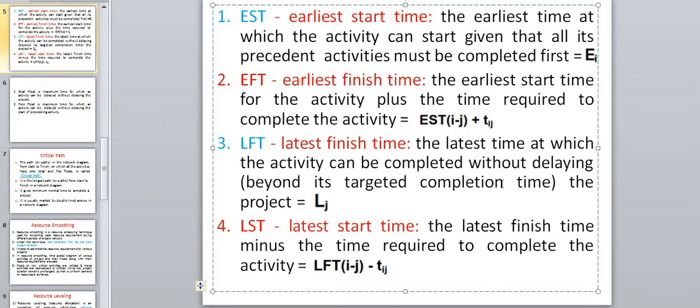What is latest finish time? The latest time at which the activity can be completed without delaying the project beyond its targeted completion time. That is denoted by capital LJ. Again, the fourth time is nothing but the latest start time.